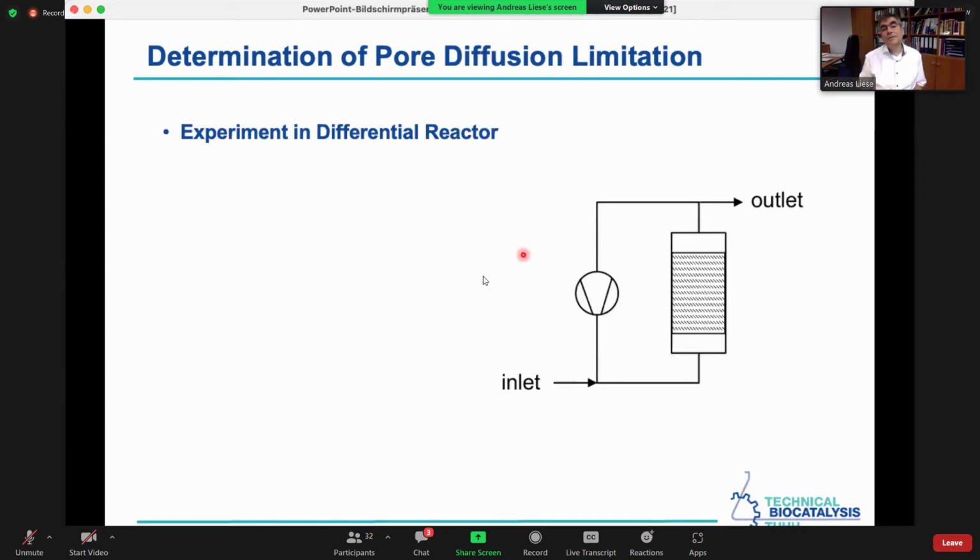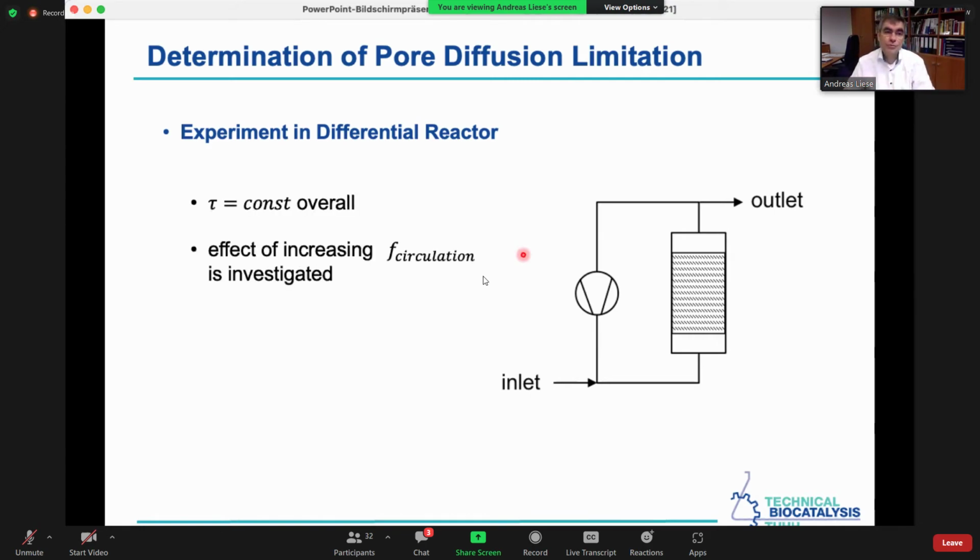Last point, the last experiment we are running through, is the determination of pore diffusion limitation. There we also make use of the different reactors. So far we have been looking at the particle and the film layer to see what is happening there. Now we are looking inside of the particle, at the pore diffusion.